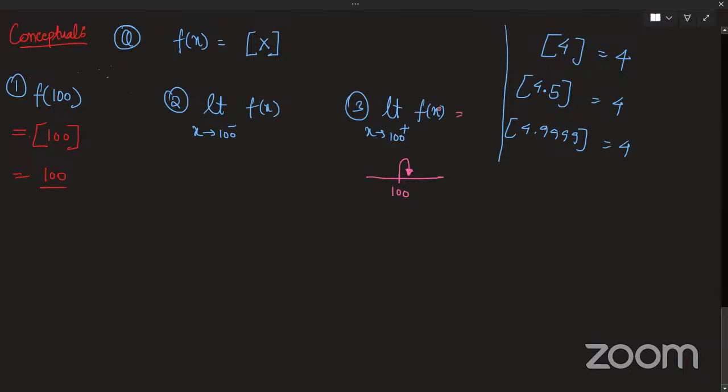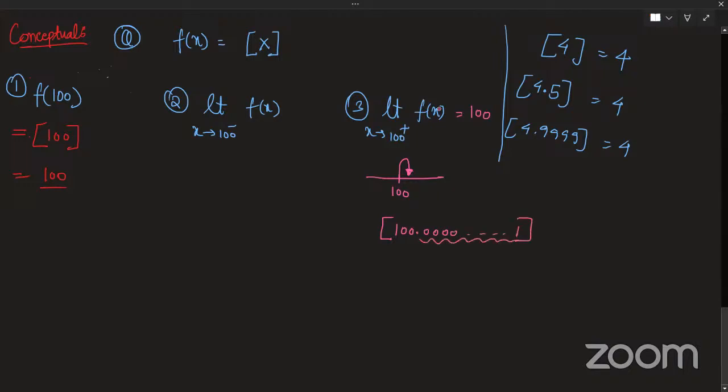This limit's value will be equal to 100 because I am moving to the right hand side. So what does that right hand side do to me? If I'm moving to the right hand side, my number is actually being greater than 100. Okay. So now I am basically taking the GIF of 100 point something.